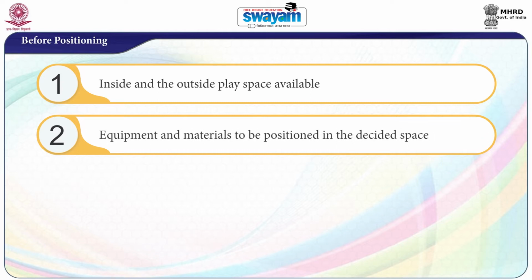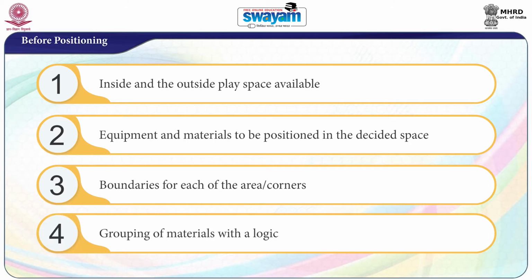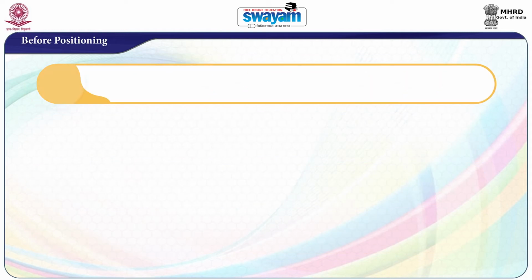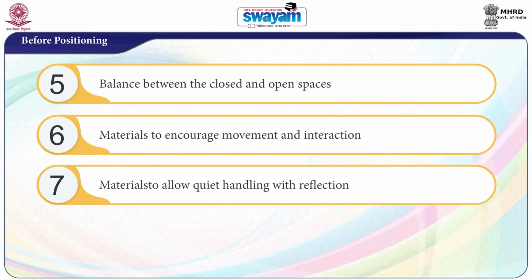The list of equipment or materials to be positioned in the decided space. The boundaries for each of the area or corners and its distance from the center. The grouping of materials with a certain logic that facilitates learning. A balance between the closed and the open spaces or materials. The positioning of materials to encourage movement and interaction. And the materials, at least a few, to allow quiet handling with reflection.